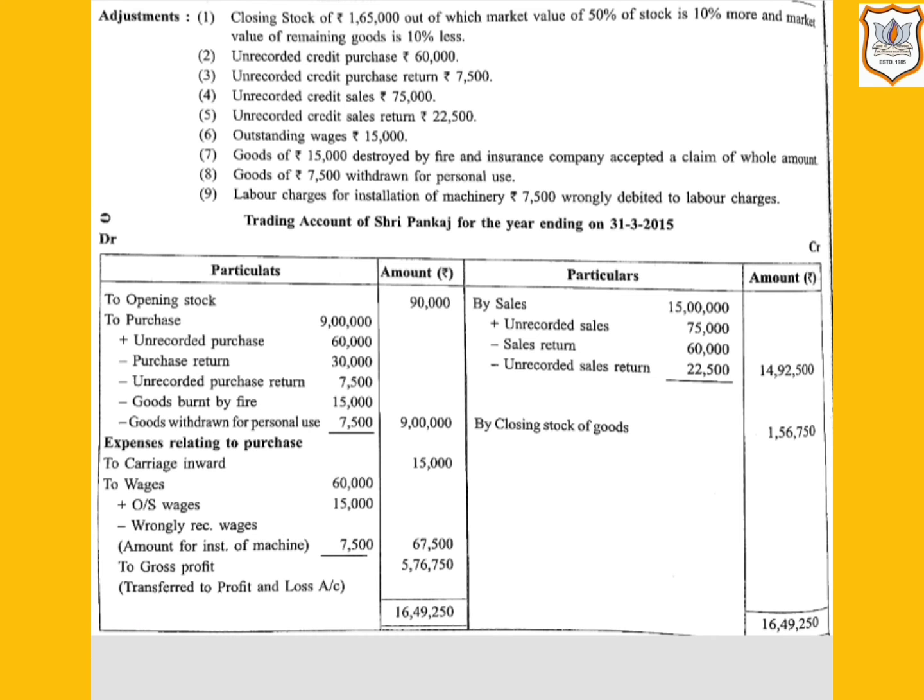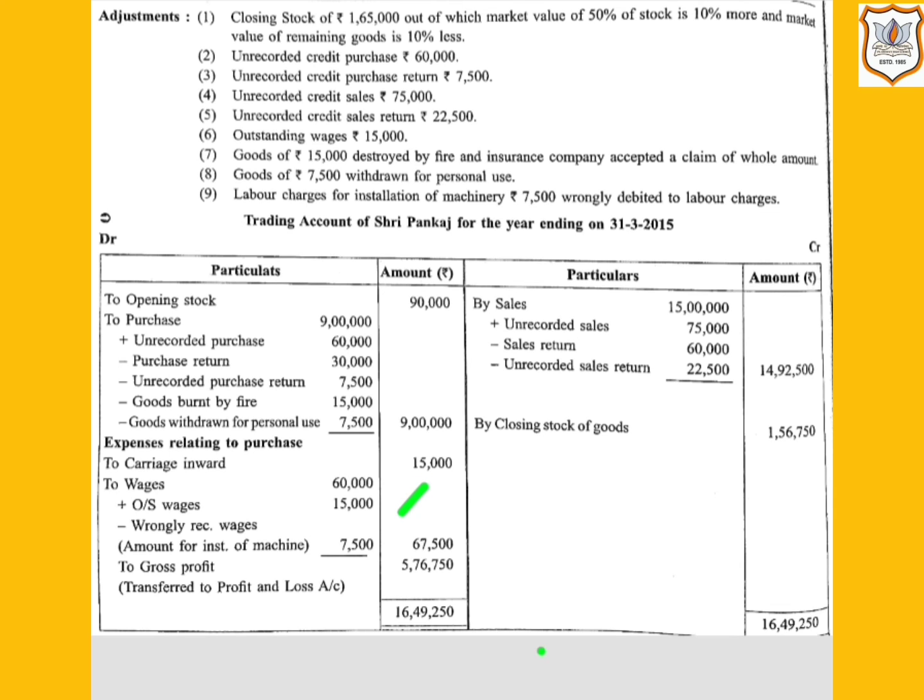Now the next adjustment is about outstanding wages, rupees 15,000. Here this expense belongs to the current year, but it is unpaid. So let's check the effect now. It will be added to wages on the debit side of the trading account, as it is a current year expense which is unpaid. So we need to show it in the current year financial statement. Here it is, 15,000.